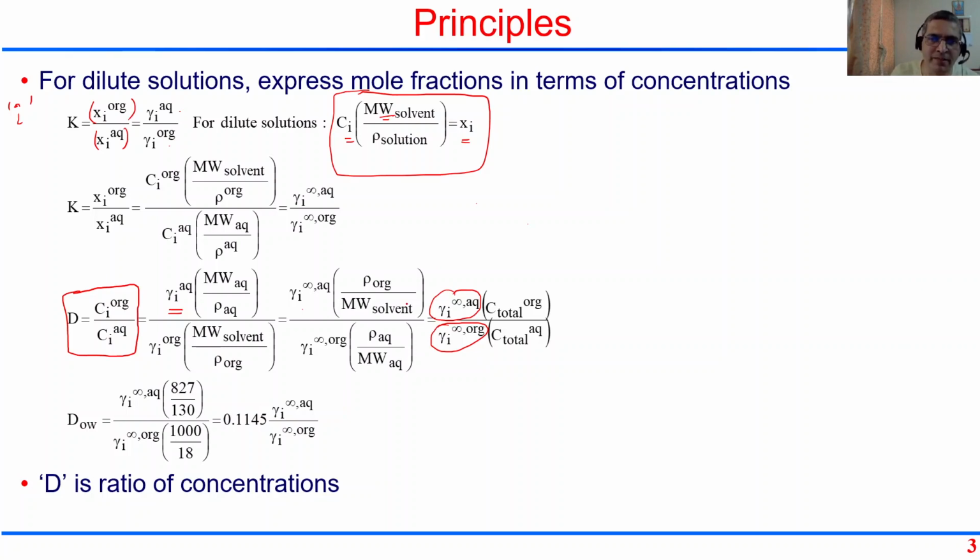So if, for example, P, our solute, is not liked by water, then the gamma I infinity would be very large. And if P is liked by the organic phase, then this gamma I infinity would be small, and this ratio would be very large.